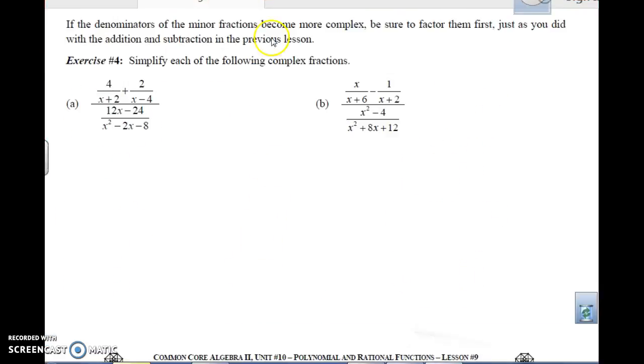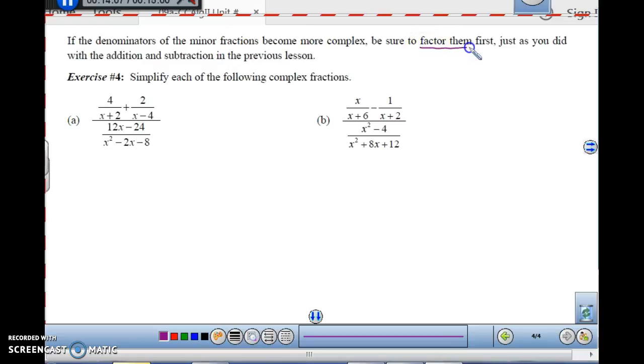Okay, so if the denominators of minor fractions become more complex, factor them first, just as we did with adding and subtracting in the previous lesson. Okay, so my denominators here are x plus 2, x minus 4, and x squared minus 2x minus 8. So to figure out my common denominator, it would be helpful if I factored this first. So this is going to factor as x minus 4 times x plus 2. So that tells me my common denominator is going to be both of these, x minus 4, x plus 2, because I have an x plus 2 here, x minus 4 here. So when I do the common denominator on this, I have to do all three. So we'll finish these two in class in the next class day.